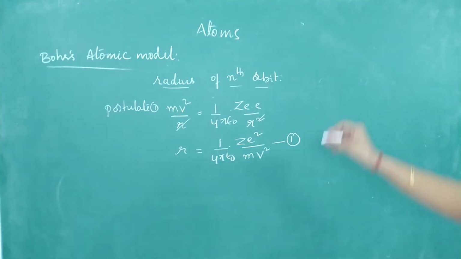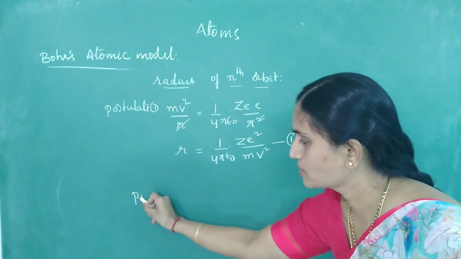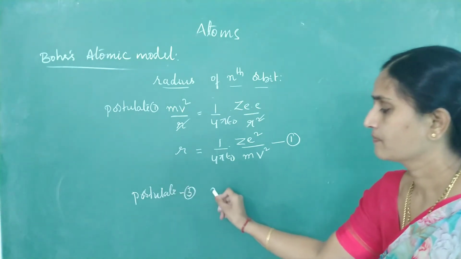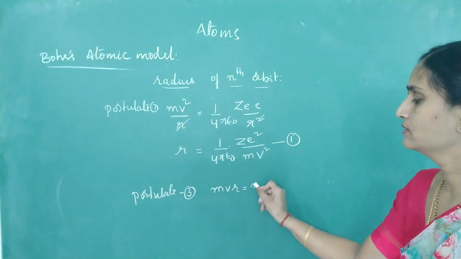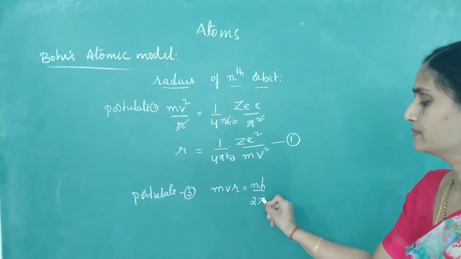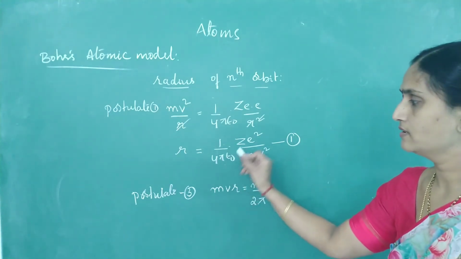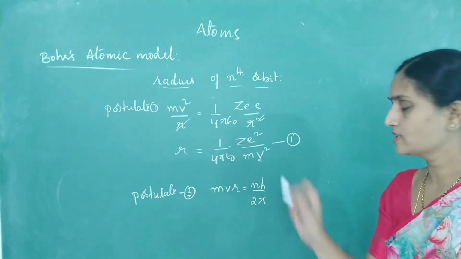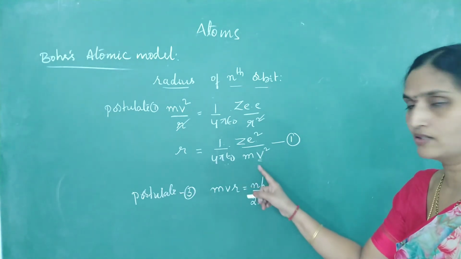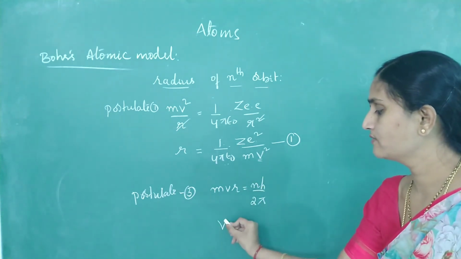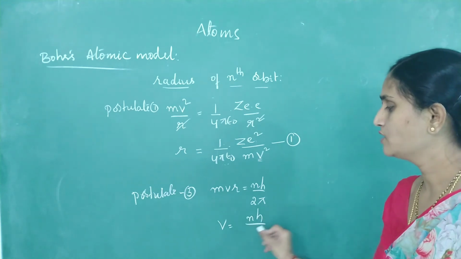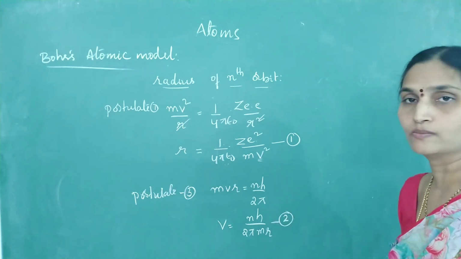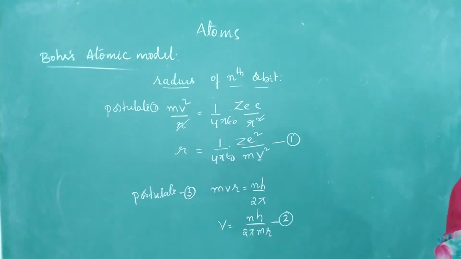Then from Bohr's third postulate, the quantization condition, we know mvr is equal to nh by 2 pi. In this relation, Z is the atomic number, charge of electron, 1 by 4 pi epsilon naught is constant, but velocity is variable. So I have to eliminate v. So from this relation, I will write v is equal to nh by 2 pi m into r. Call this equation 2. Substitute equation 2 in equation 1.